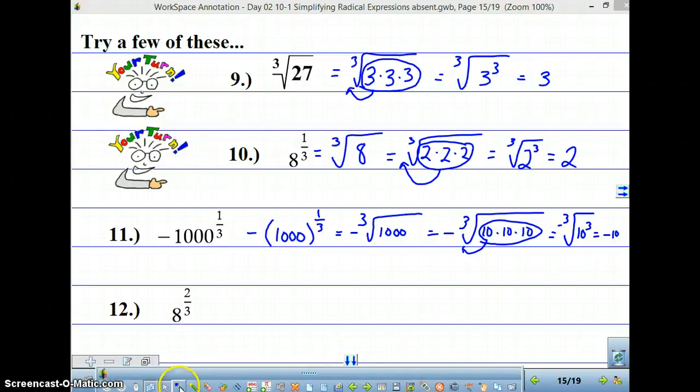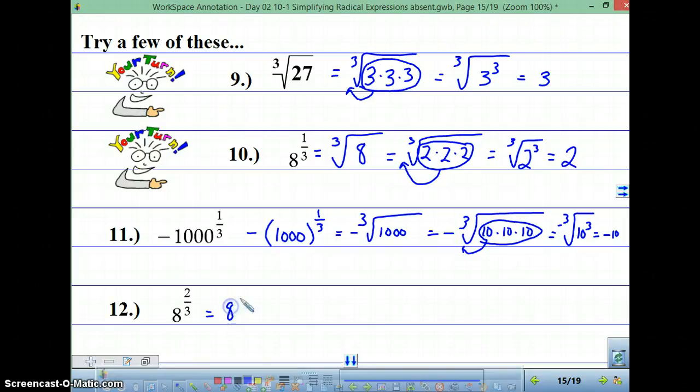Let's do this one. If you have 8 to the 2/3 power, watch this trick. That's the same thing as 8 to the 1/3 squared. Remember back to your exponents? If you have a power of a power, you multiply. We just did the same thing in reverse. I split that into factors. Okay. Now we can simplify 8 to the 1/3.